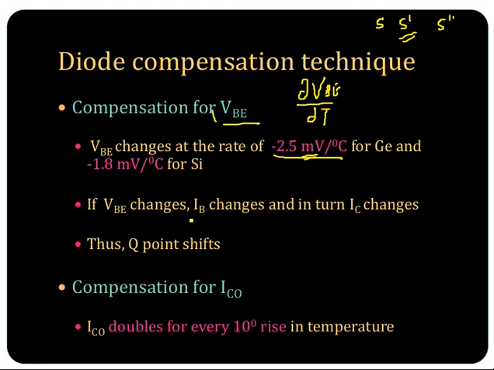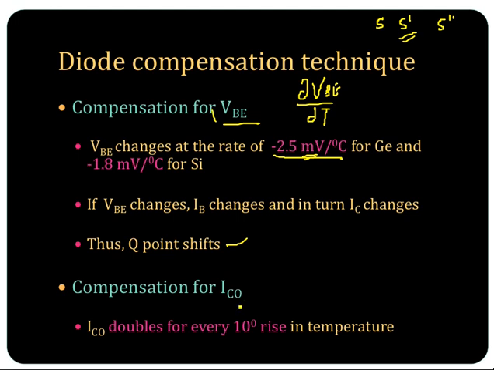So what happens if VBE changes? If VBE changes, IB will change. If VBE decreases, IB will increase and IC will also increase. This will cause a shift in Q point. So you need to compensate for this VBE. In the diode compensation technique, you have two circuits. One is providing compensation for VBE and the other one is providing compensation for ICO.